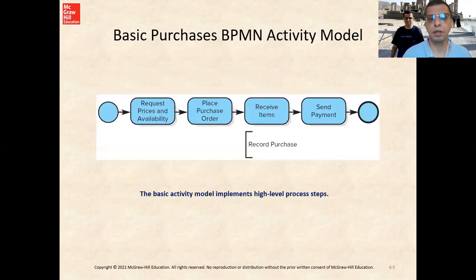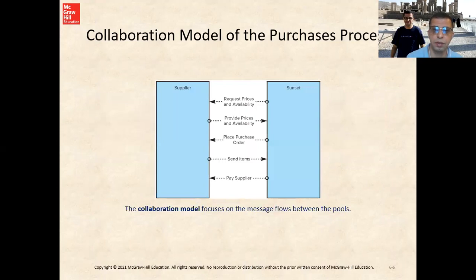If we look at it, it is basically what we do. We request the price and the availability. Do they have it? Is it available? And we look at their price, request the price. Then if we like everything, we place the purchase order, we receive the items, we record the purchase, and we send the payment. So that's the basic activity model implementing high level process steps.